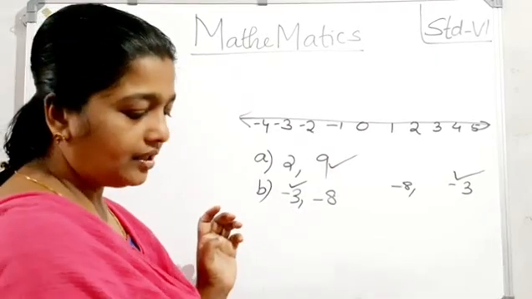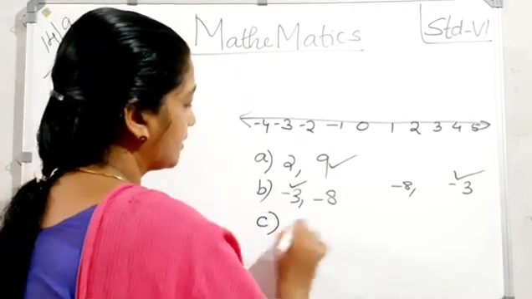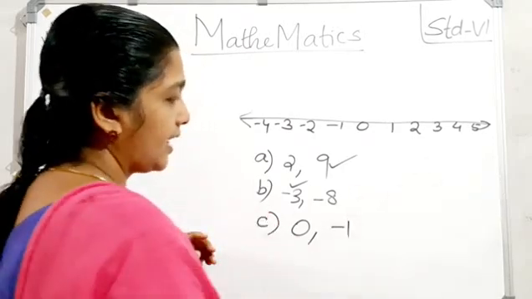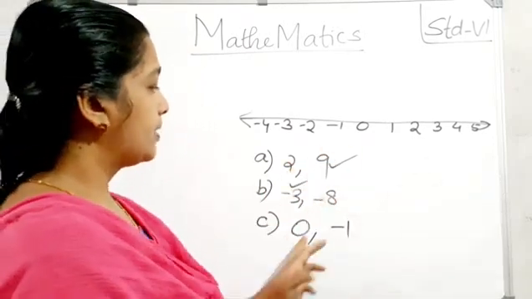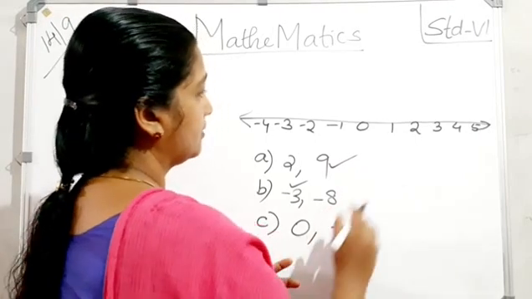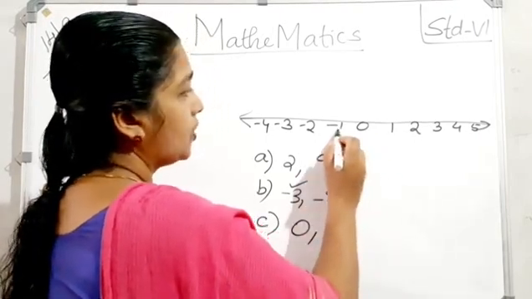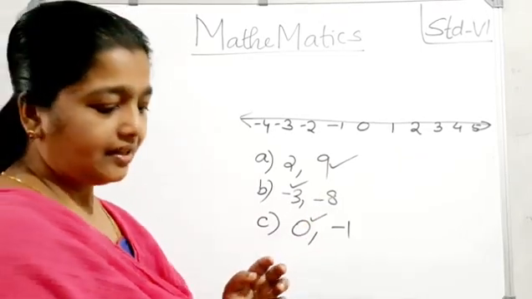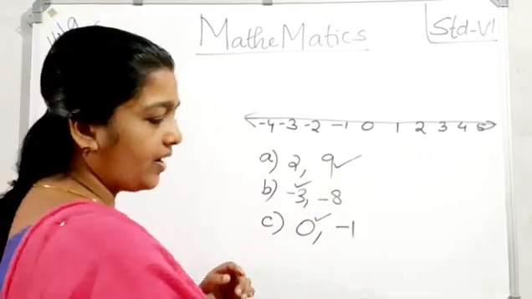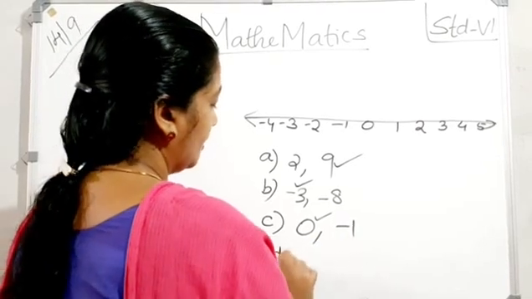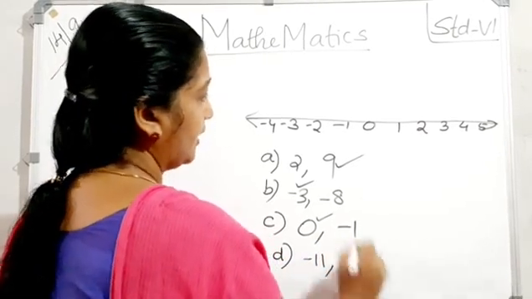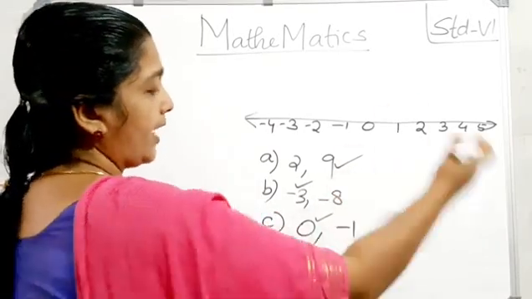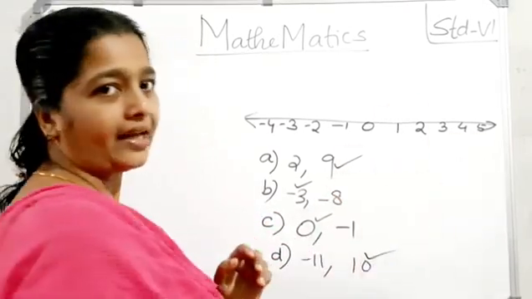Yes. Next question. 0, minus 1. Which number is on the right side? Minus 1 here, and the right side number is 0. Understand? Yes. Next one. Minus 11 and 10. On a number line, which number is on the right side? Positive numbers are on the right side. So 10 is on the right side.